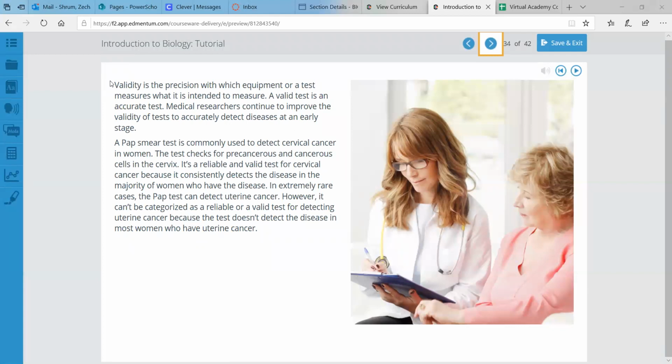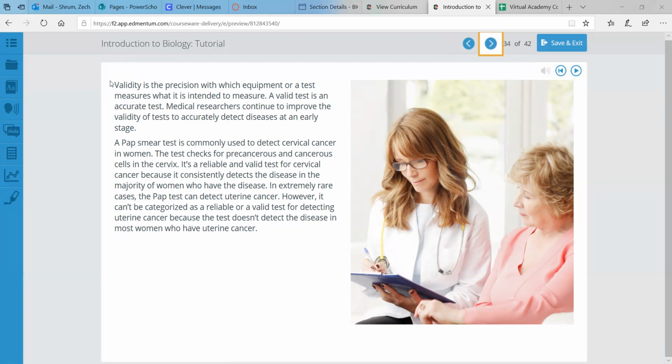Validity is the precision with which equipment or a test measures what it is intended to measure. A valid test is an accurate test. So it's a good way to think about this. Validity is the precision.